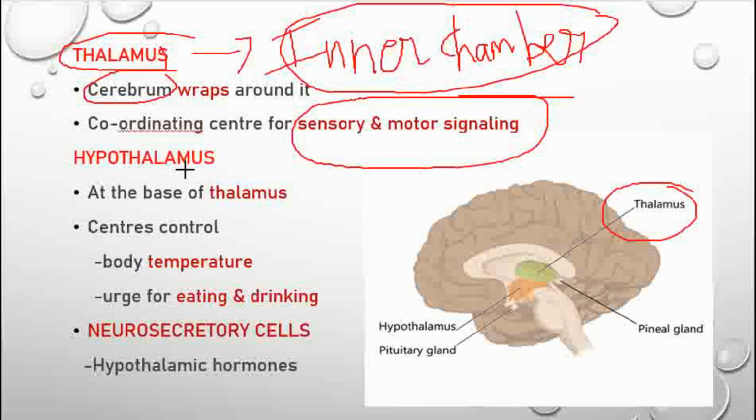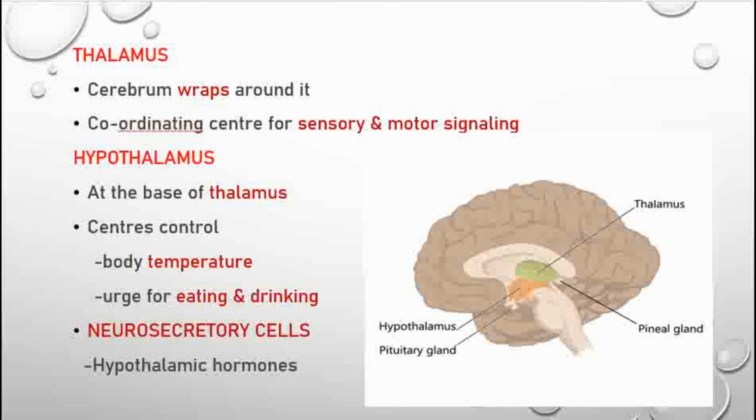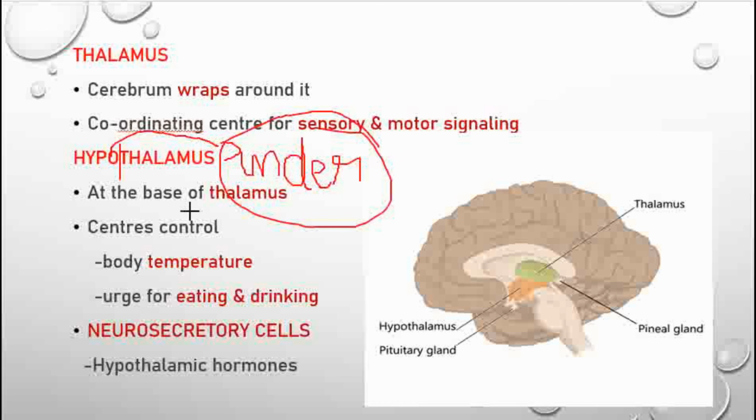And coming to hypothalamus. What is the meaning of hypo? Hypo means under. So under the thalamus you have this hypothalamus area of the brain. So it is at the base of the thalamus. As you can all see, it is at the base of the thalamus.